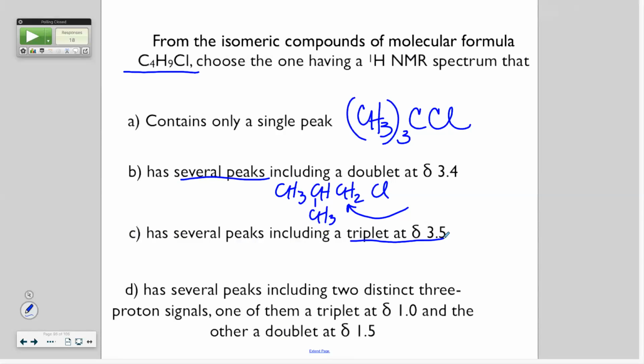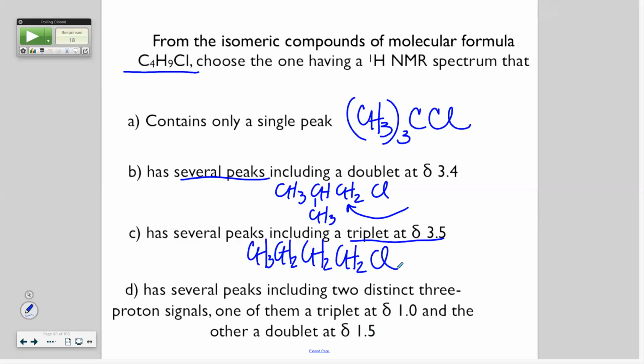Okay, which one will have a triplet at 3.5? The one on the top. Why is it at 3.5? Because it's next to the chlorine. Trying to decide if I still missed one, but I don't. No, every time in my mind, I'm moving things around, I come up with another one that's up there.